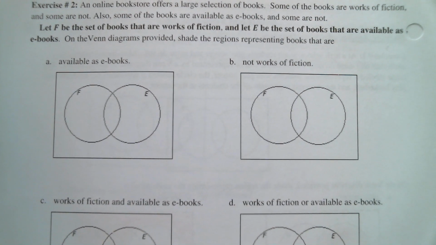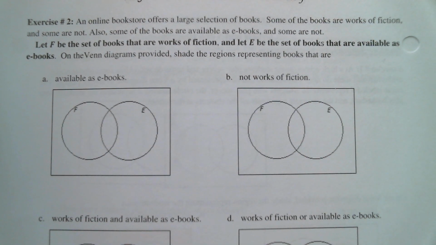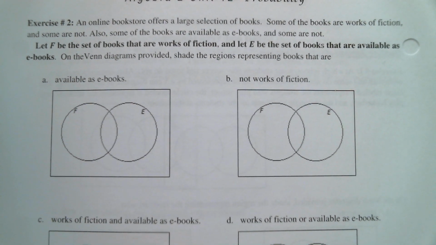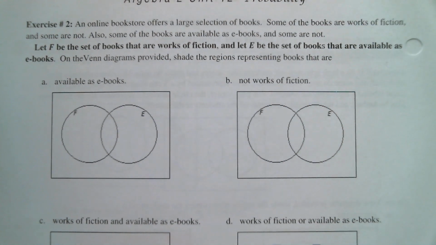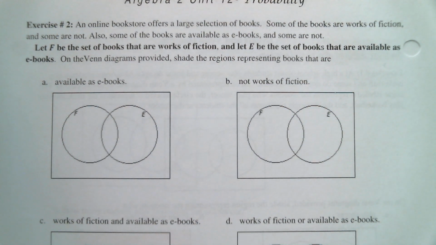Now exercise number 2, we're doing more shading on our Venn diagrams. But here we have a different scenario. An online bookstore offers a large selection of books. Some of the books are works of fiction and some are not. Also, some of the books are available as ebooks and some are not.